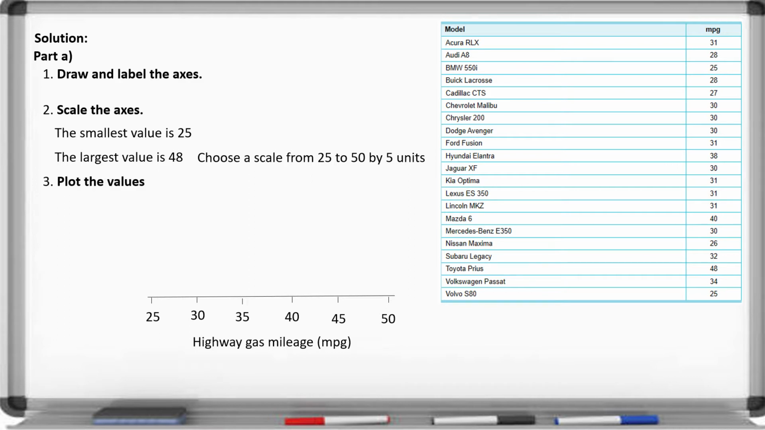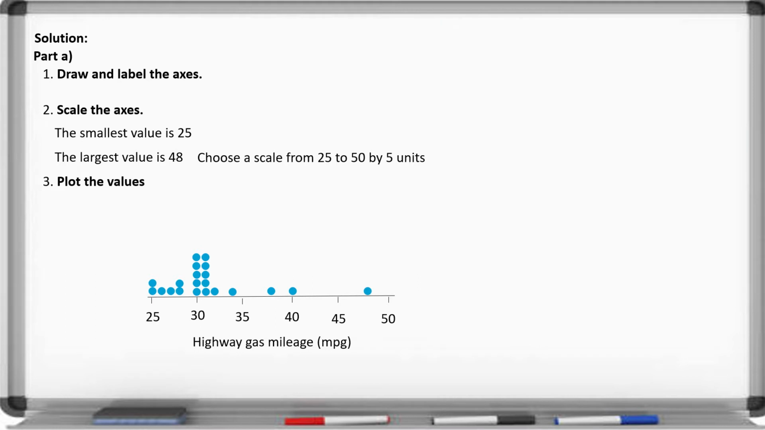The next step is to plot the values. Notice that there are two 25s here, so I'm going to stack 2 dots there. There's a 26, so I'm going to stack 1 dot there. There's a 27, 2 28s, 5 30s, 5 31s, a 32, a 34, and so on. So I got a 38, a 40, and then I have one that is greater than 45, about 48. So there's my dot plot.